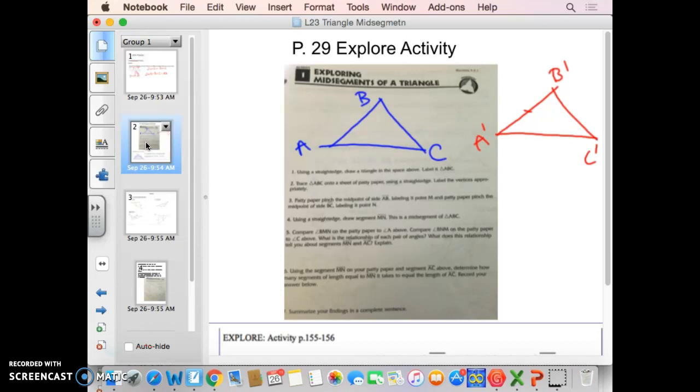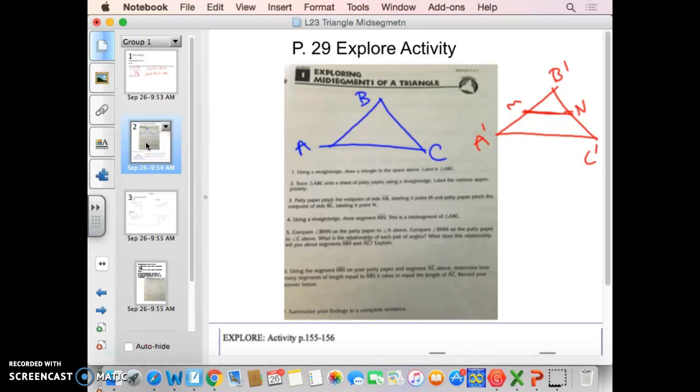And you're going to pinch a little midpoint right there in AB, and you're going to label that M. And then you're going to do the same thing on this side here, BC, and you're going to label that point N. Then you're going to use a straight edge and draw a line right here. And that should be the mid-segment of your triangle. Then you're going to compare angle BMN to angle A above and do the rest of the things that it says. And then finally, summarize your findings at the very end.